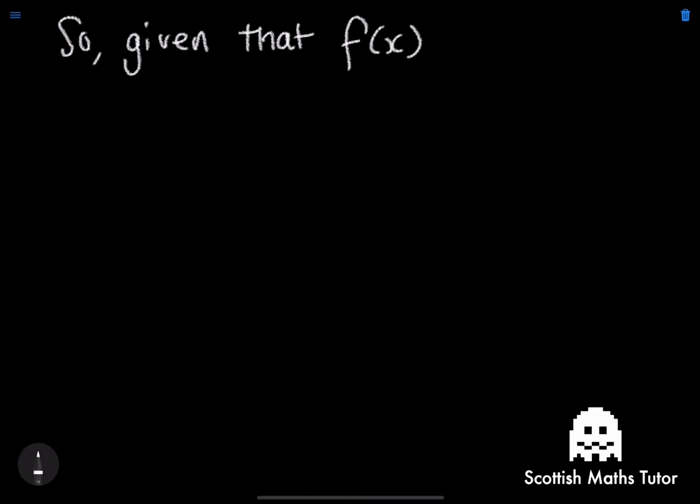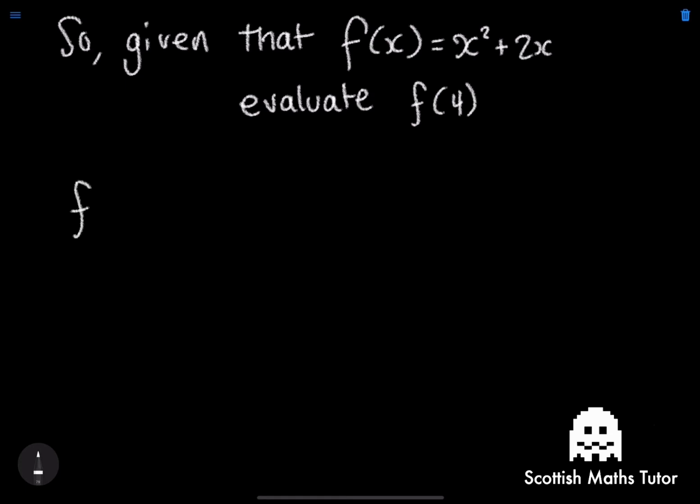So given that f of x equals x squared plus 2x, evaluate f of 4. Now remember, all we're doing to be able to evaluate the function properly is to replace the input variable x with the value 4 and calculate. So if we do that here, f of 4 equals 4 squared plus 2 times 4.